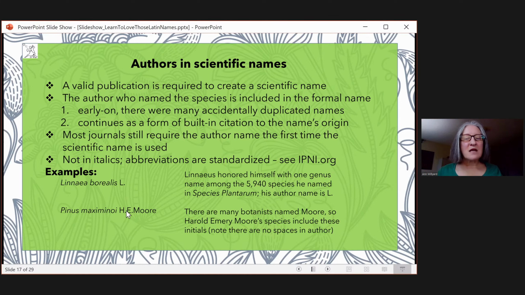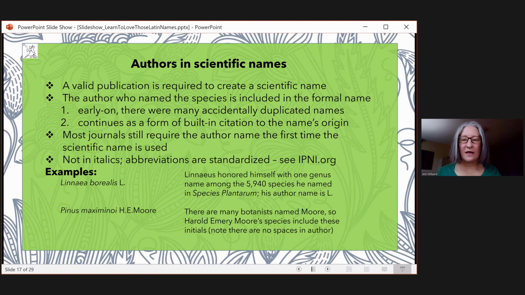And sometimes they add more to the name. Because there are lots of botanists over the years named Moore, Harold Emery Moore is H.E. Moore. And the IPNI does this very useful thing. They maintain a list of those author name abbreviations. And the fun thing about that, if you have a species that you care about, is if you go look that up, you can find out who H.E. Moore is, and you have links to everything else he published.